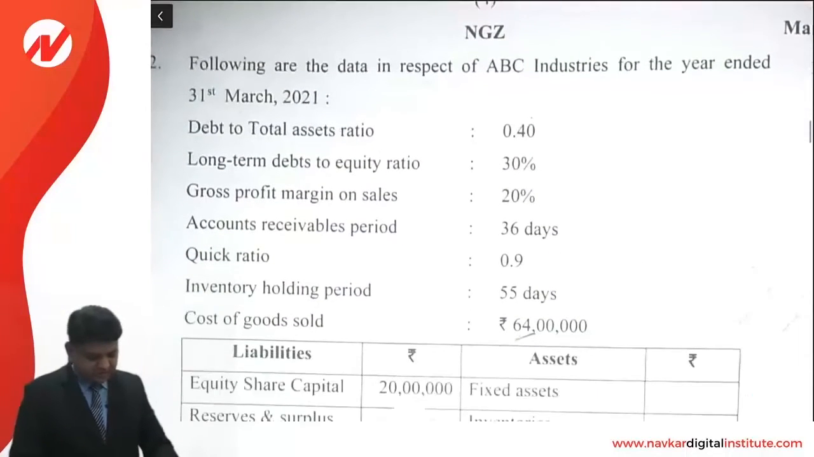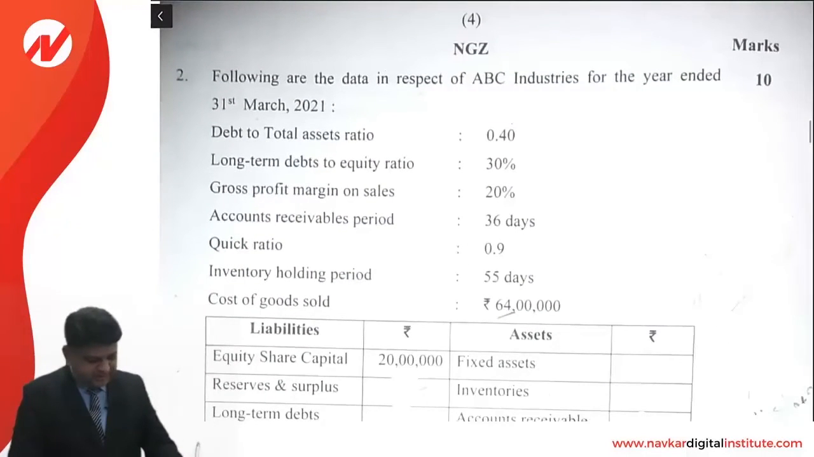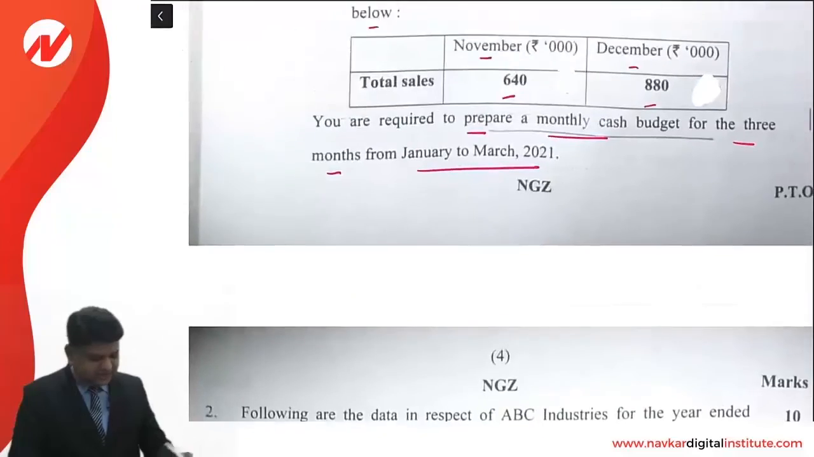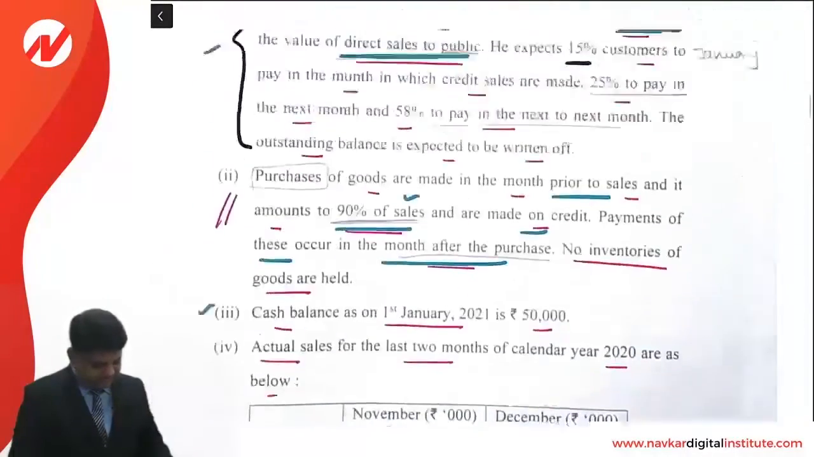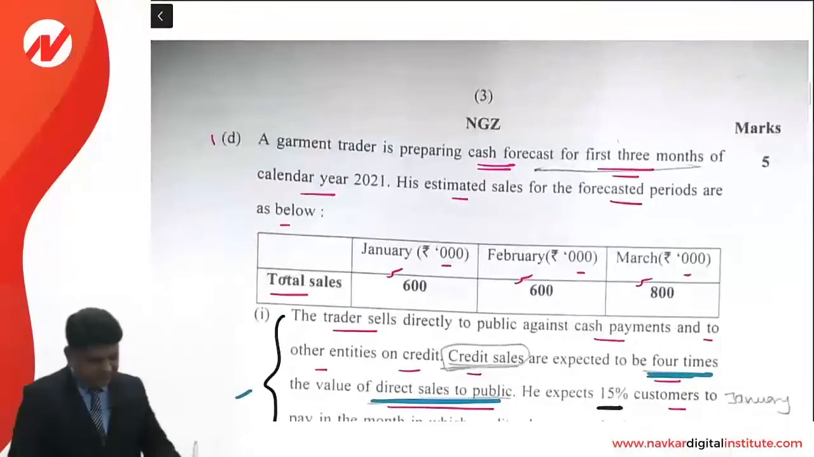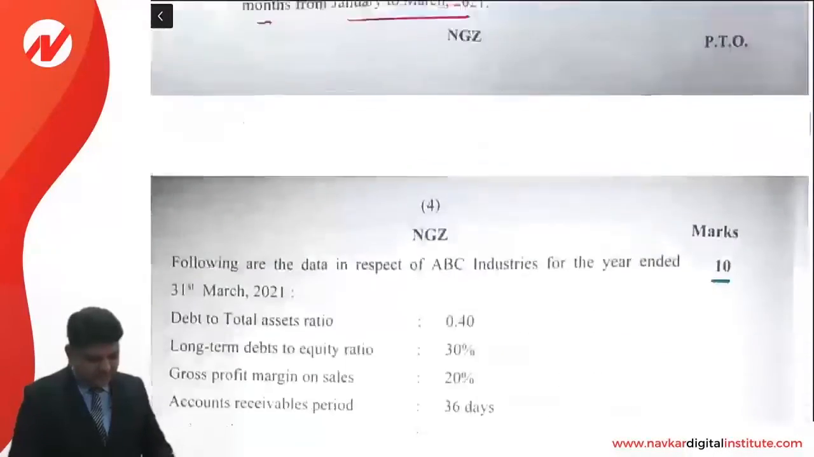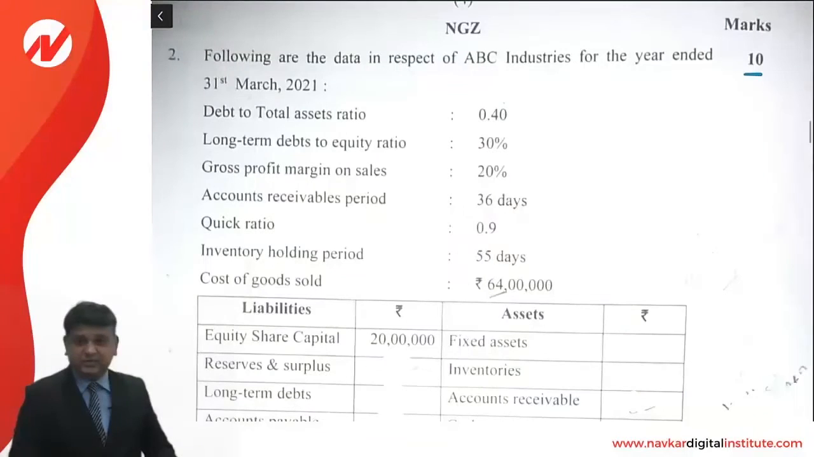Next question, question number 2, that is of 10 marks. All the questions that we have solved so far were of 5 marks, but now we are going to start with the questions with the 10 marks weightage. That is the usual paper pattern that they have. There is nothing surprising. Following are the data in respect of ABC Industries for the year ended 31st of March 2021.